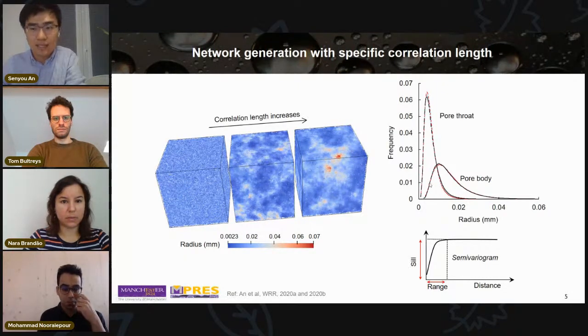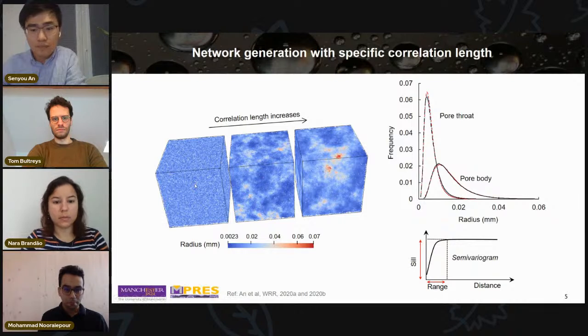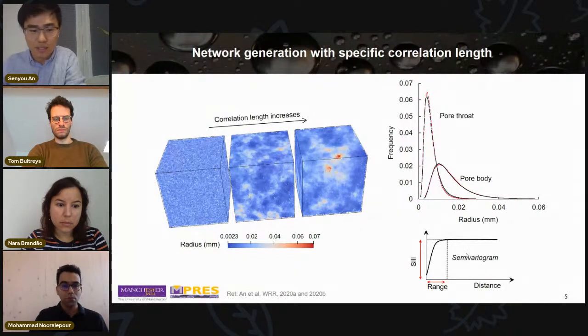Here we maintained that the sizes of pore bodies and pore throats have an identical log-normal distribution. The distributions of big pores and small pores are different. This one is an uncorrelated network with random distribution. This arrow means correlation length increases. These two are correlated networks. You can see that this cluster has more big pores. To further validate the correlation length of a generated network, we also calculate the semi-variogram to test it.